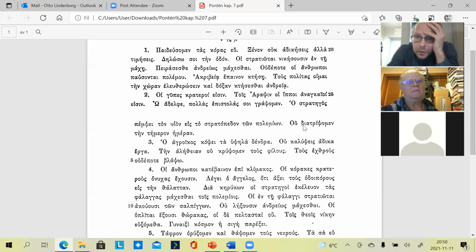Diatribo, a future form of diatribo. So again, first person plural. Hemeran is day and temeran is today, so day to day. And the third one is: the peasant will cut down the high trees, or the tall trees. Exactly. The peasant will cut down the tall trees.